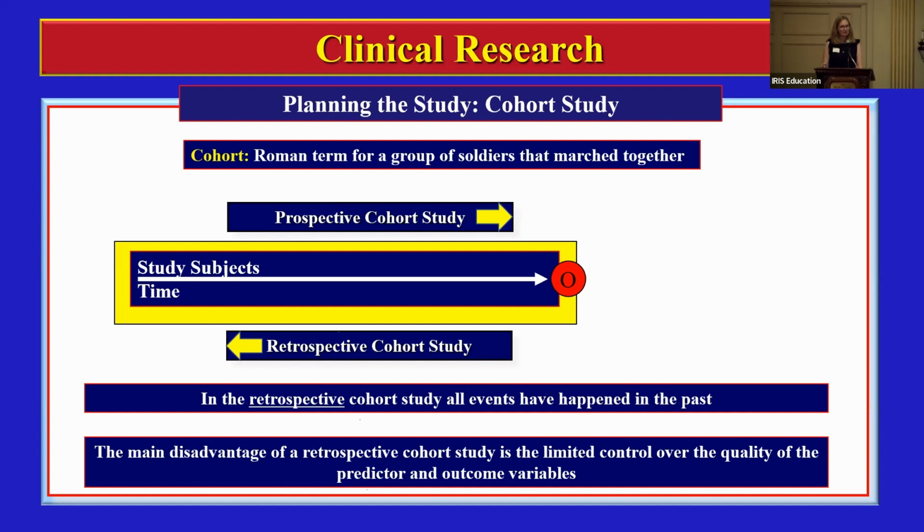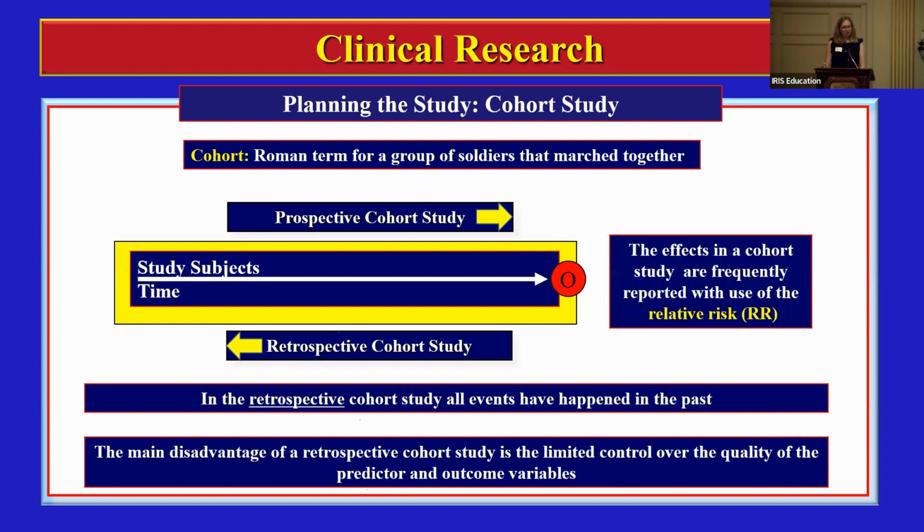Now with cohort designs, our effects are often reported as relative risk or risk ratio. And this is the probability of an outcome happening in one group versus the probability of an event happening in another. Now, comparing the groups based off of predictor variables might be exposure to a drug or a certain risk factor, but oftentimes you'll see this reported in the literature as RR.